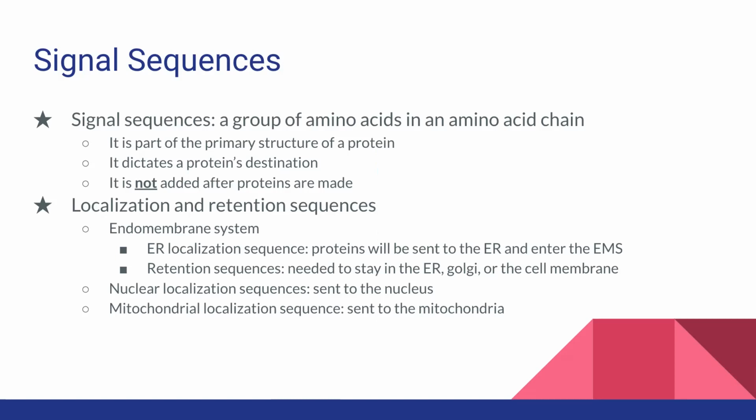They'll first be sent to the endoplasmic reticulum and then enter the endomembrane system. And this will be at the N terminus, so at the very end of the polypeptide chain. And then in order to stay within the ER, Golgi, or the cell membrane, or lysosome, anywhere within the endomembrane system, they have to have that retention sequence that is also specific to the part of the endomembrane system that it wants to stay in.